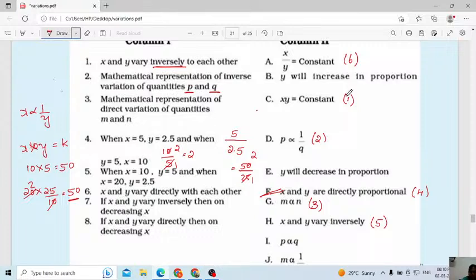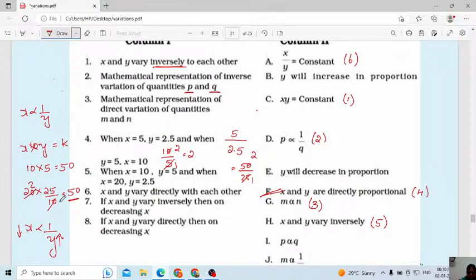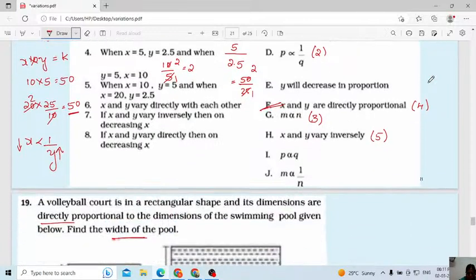See, the seventh one I will explain. X and y vary inversely. Then on decreasing x, if x decreases, then what is the value of y? Y increases. Which one is the option here? Y will increase in proportion. B. This one is the sixth one or the seventh one. Easy. Don't get confused.